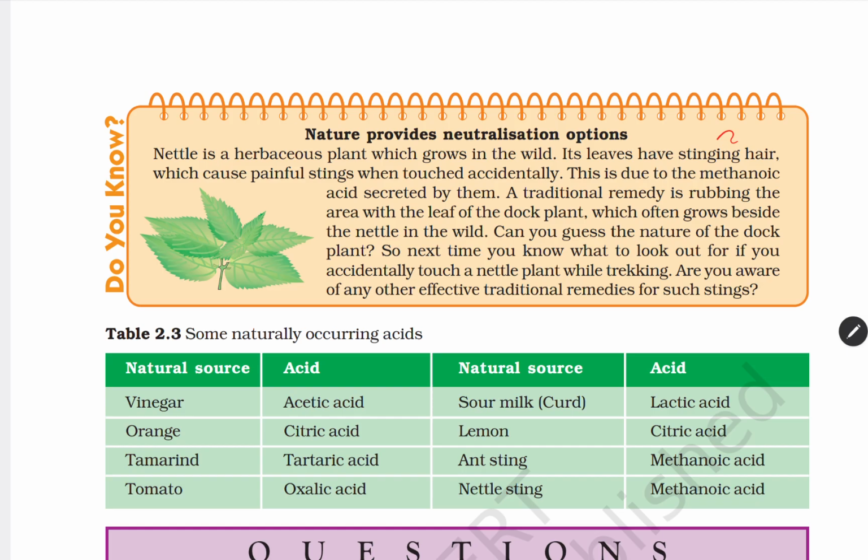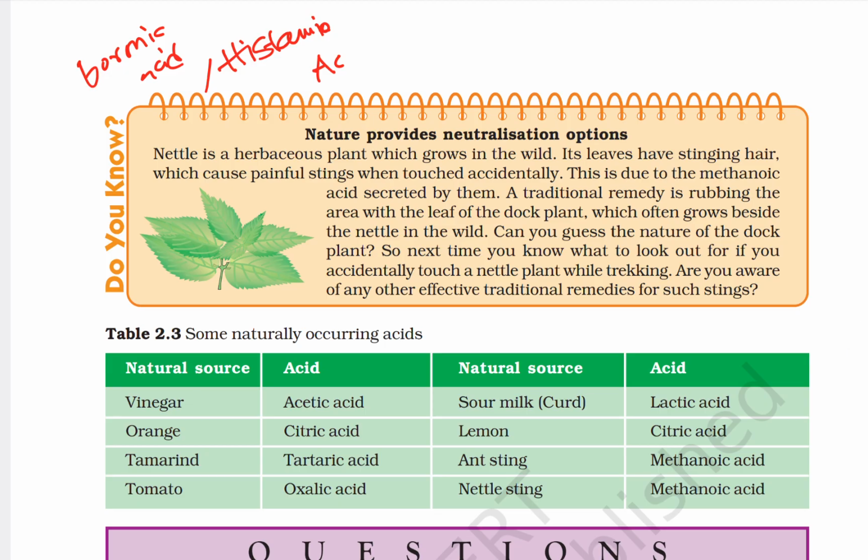This is how it defends itself: it has tiny hair-like structures, known as trichomes, on its leaves and stem also. When touched, these break and inject a mixture of chemical irritants. They include formic acid, histamine, acetylcholine and serotonin. All these chemicals are released.